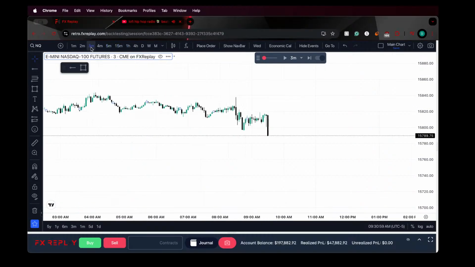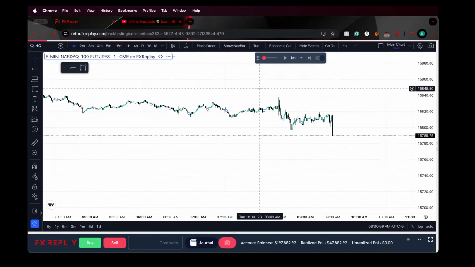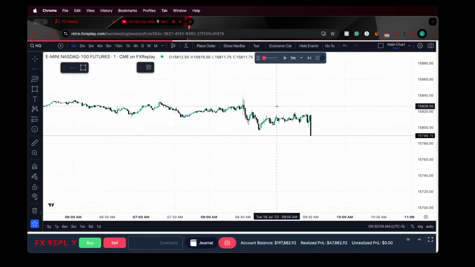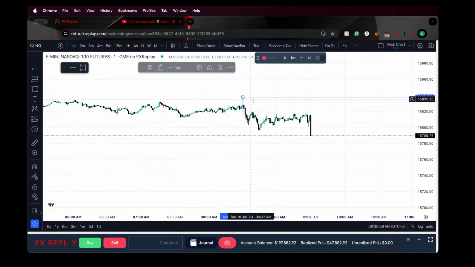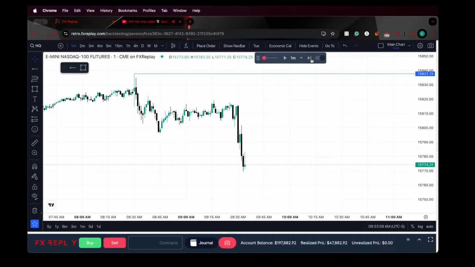So I am looking for potential longs up to the 8:30 news high. That's what I'm looking for. So right here is a good draw for now. But if we plummet, we plummet far.